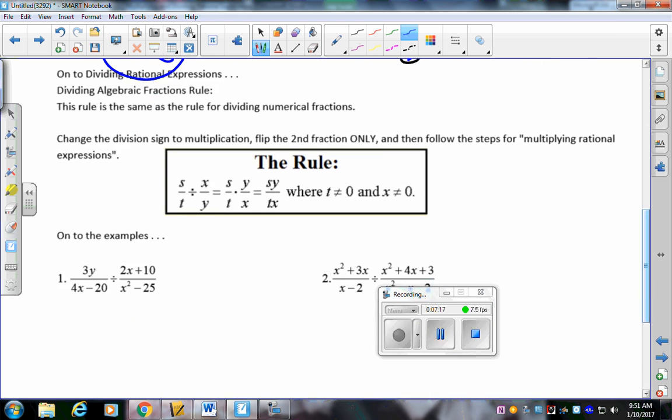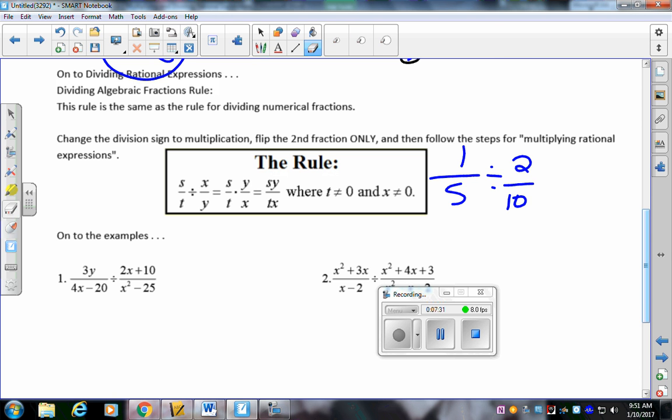All right, now guys, division is pretty much the same thing, except we need to flip that second fraction. Think back to when you learned about division with fractions. If you do 1/5 divided by 2/15, let's do that.